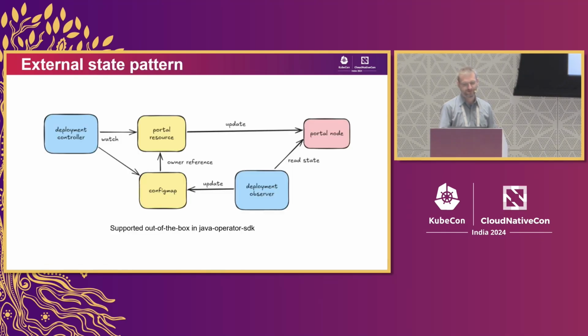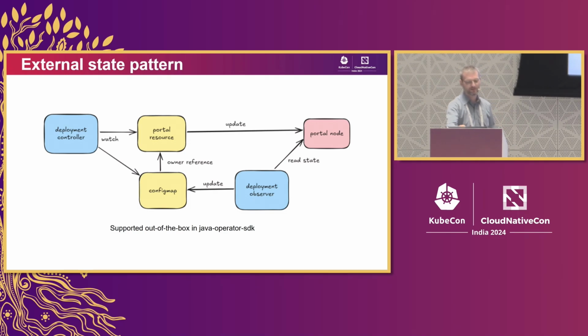Yeah. So there's another pattern then for how to resolve this. One is called the external state pattern. In the external state pattern, we divide the reconciliation loop in two parts. When a new portal resource is created, here it's a portal resource, but any kind of resource that uses that pattern basically.